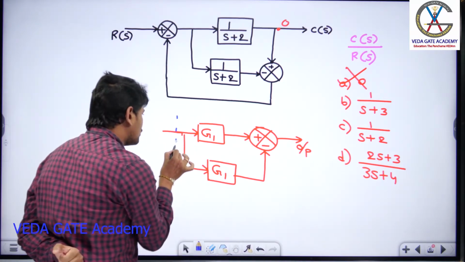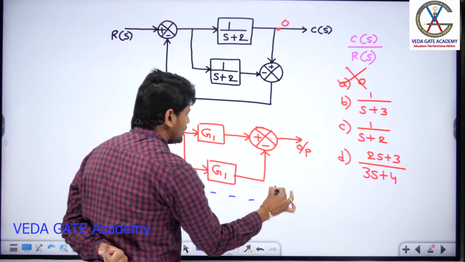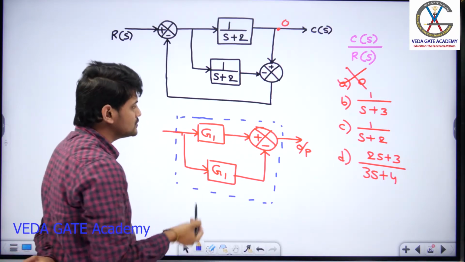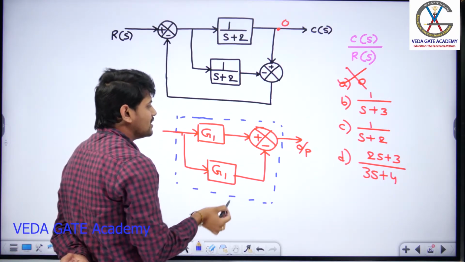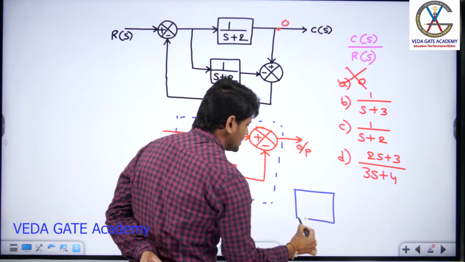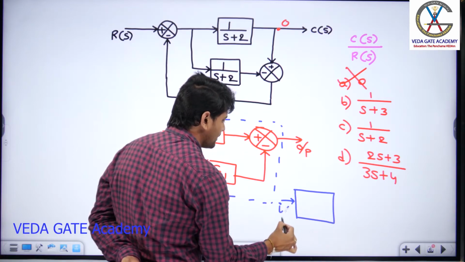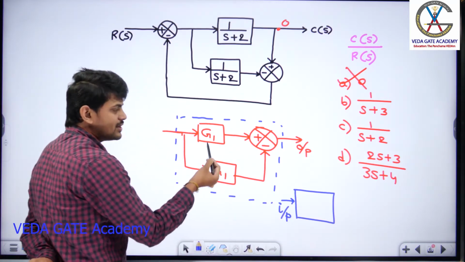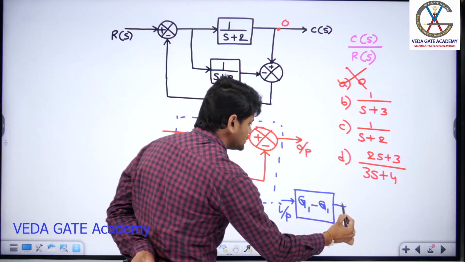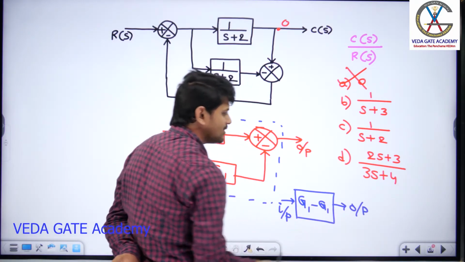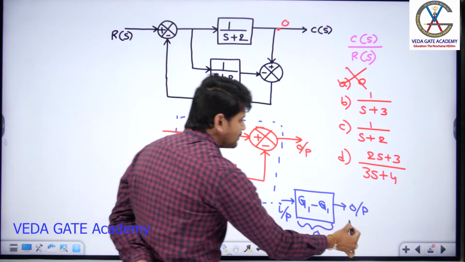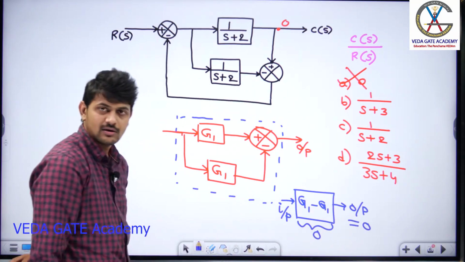That means I need to reduce these two blocks into a single block in this fashion, right? If I reduce these two blocks into a single block, then the resultant transfer function, with this as my input, will be either the addition or subtraction available at the summing point: G1 minus G1, and this is my output. Can you tell me the value of G1 minus G1? You are going to get 0. 0 into input becomes the output, so you are going to get 0, right?